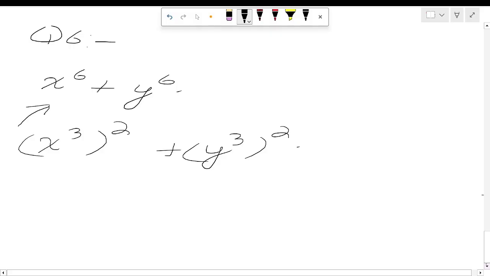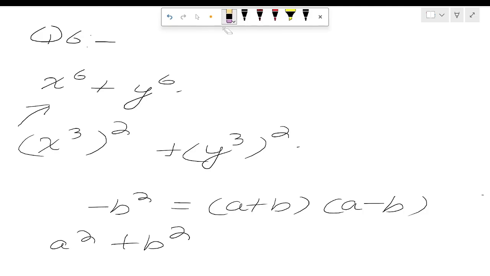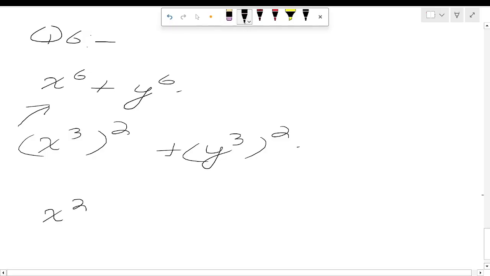So now we have a problem here, as we know that a square subtracted from b square is equal to a plus b and a minus b. But there isn't any formula for a square plus b square. So what are we going to do? We are basically going to swap the exponents, not the terms. We will write x power 2 whole power 3 and then we'll write y power 2 whole power 3.